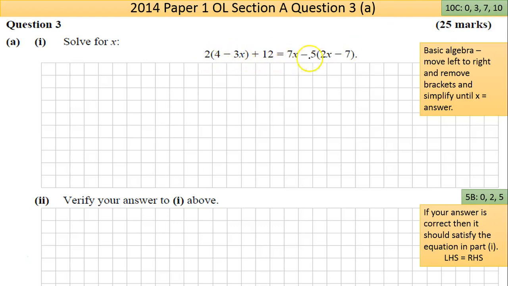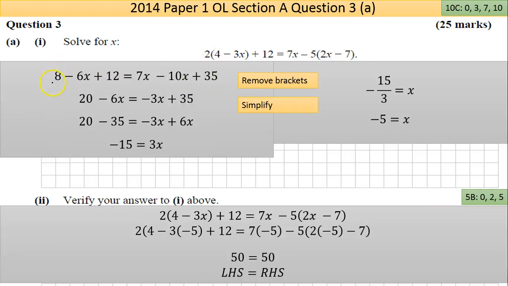I've got an equation with an equal sign. Okay, so algebra is up and running. And first step, like all steps, you're going to look for the attempt, which is 3 marks. Remove brackets. Okay, you have to. So 2 times 4 is 8. Okay, 2 times minus 3x is minus 6x. 12 doesn't change.